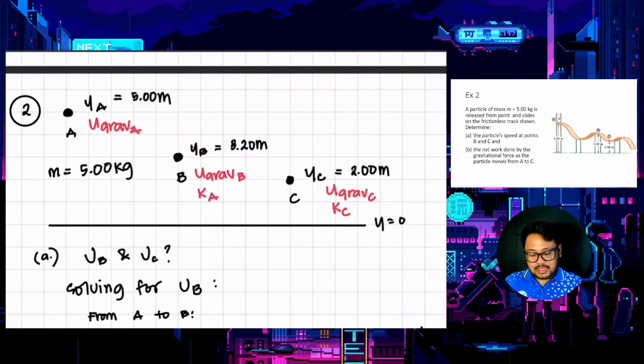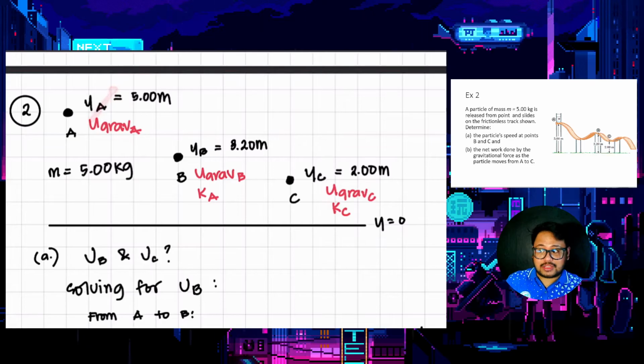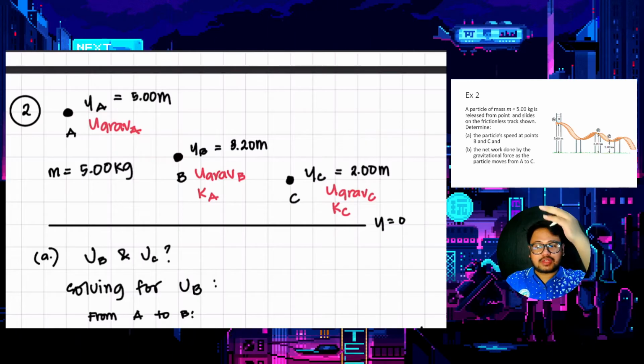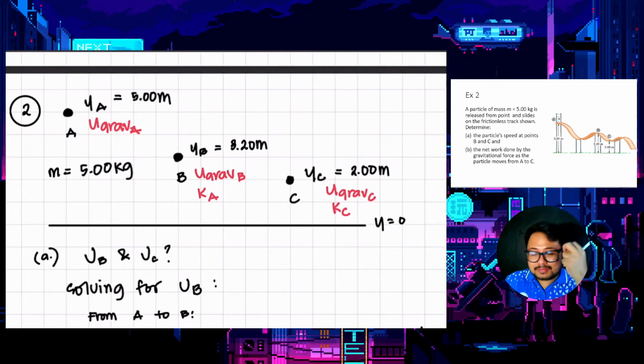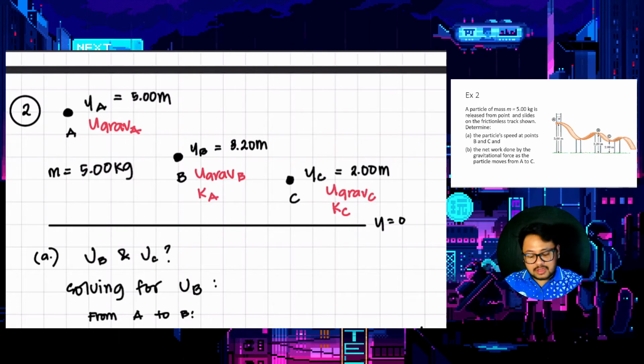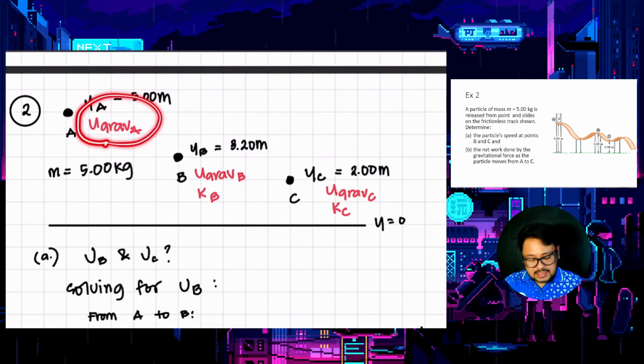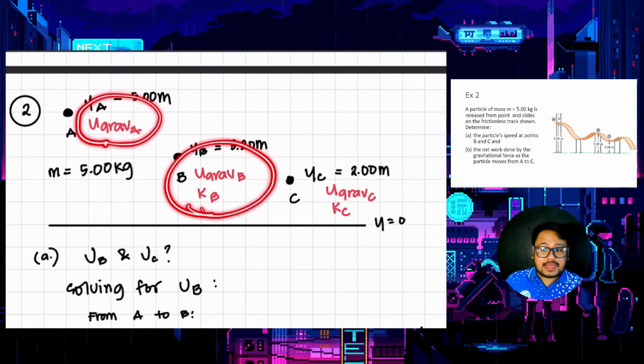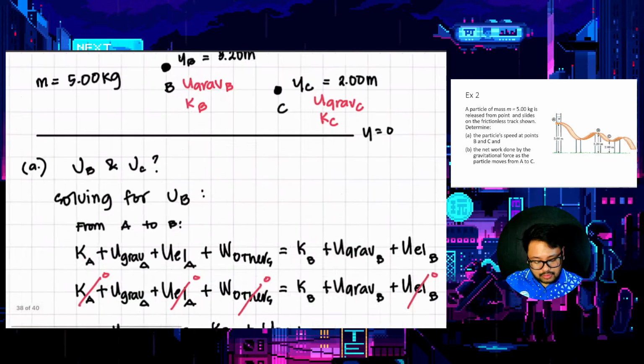So at point A, it's purely gravitational potential energy because it started from rest. And then as it reached point B, that gravitational potential energy is being shared. It is being divided into gravitational potential energy at point B, and some of the gravitational potential energy from A is converted into kinetic energy. By the way, this should be kinetic energy at point B. So with that, we have gravitational potential energy at point A equal to gravitational potential energy at point B and kinetic energy at point B.